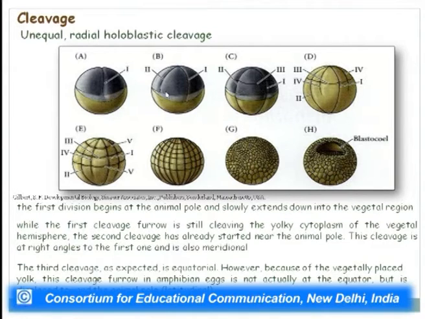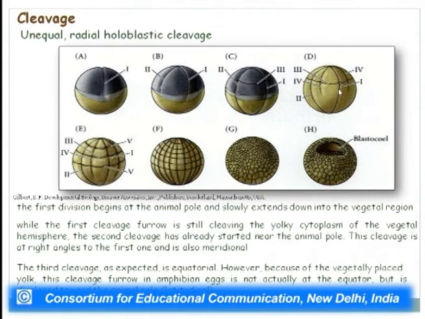The third cleavage, as expected, is equatorial. So, it is equatorial, but however, there is a vegetal cytoplasm, it is a little displaced towards the upper side and it is said to be latitudinal. So, you can see that now it is dividing the egg into unequal parts. So, this third division is actually dividing into two kinds of blastomeres.